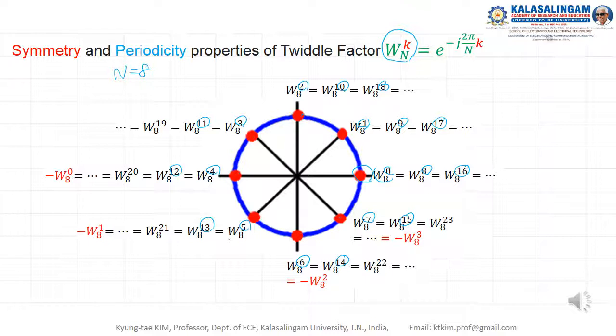Then you can see here, for example, W8 means W to the N, therefore this equals W to the 0. W9 means W to the K plus N, also W to the K plus 2N, like this. Therefore, we call this the periodicity property.